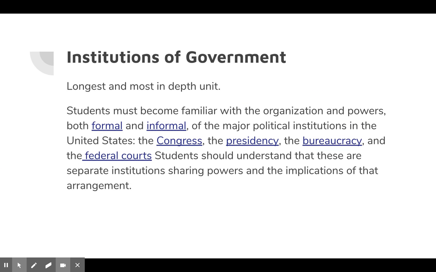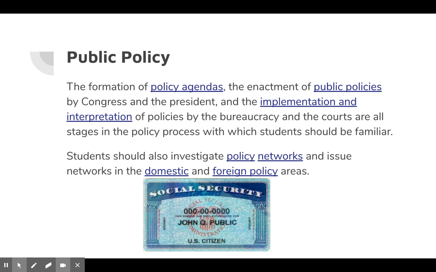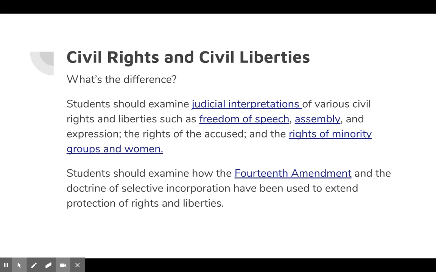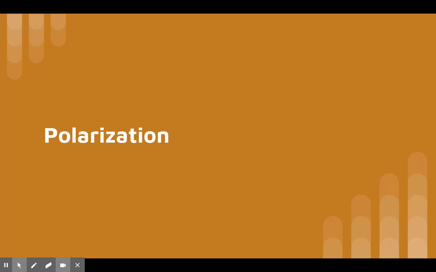Next, institutions of government. This is when we do a deep dive on all three branches of government: the executive, the legislature, and the judiciary. We also look at the bureaucracy involved in the executive branch. So that's an interesting unit. Then public policy: how is public policy thought of and implemented? And then civil rights and civil liberties, protections from the government. What are your rights, and how have those rights been adjudicated in the courts throughout American history? And we'll talk about the polarization of the nation and all those types of things.